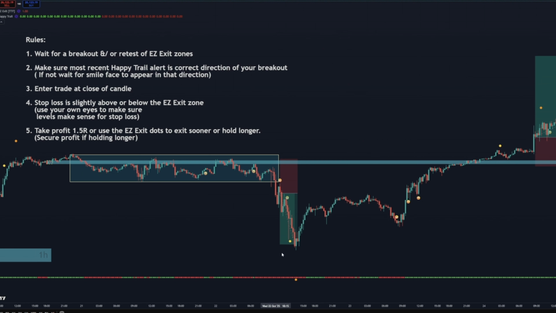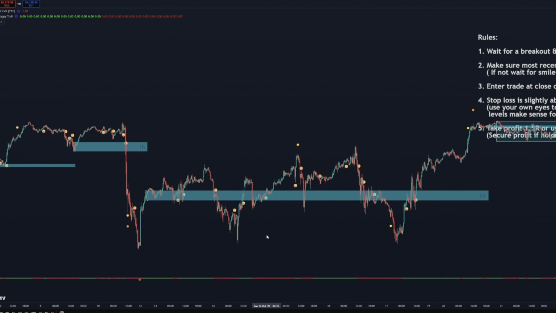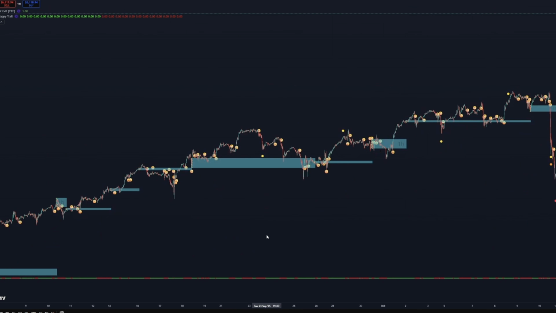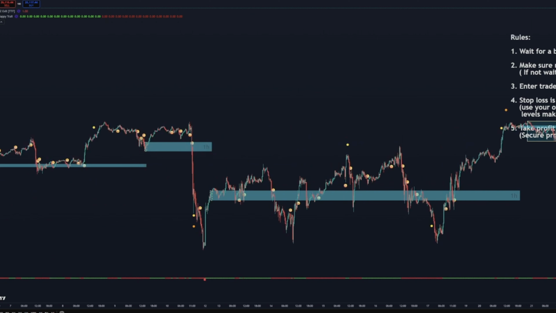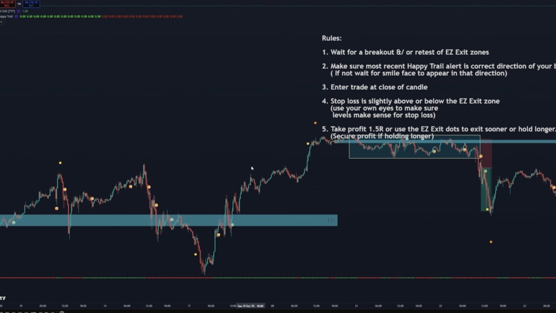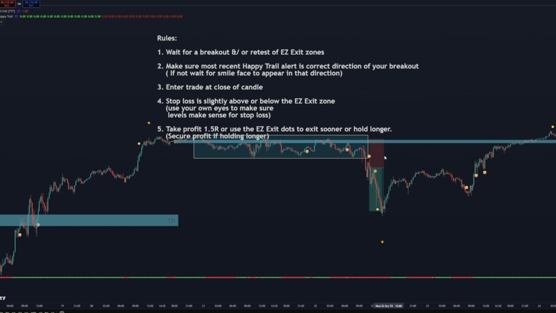For example, what I mean by that is in this example here, this sell that I took, I did wait for a retest to happen. And that's because when we zoom out and we look at the bigger picture of what was happening with the NASDAQ, it's clearly been in an uptrend. And there was a little bit of consolidation and then another break up.